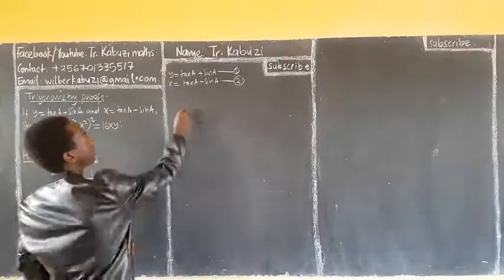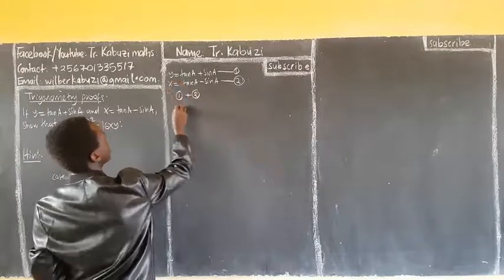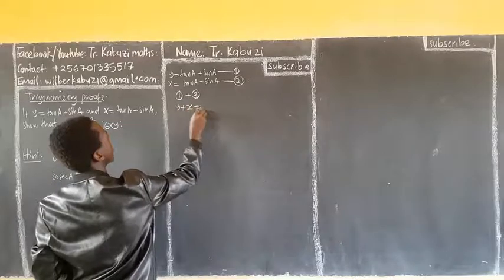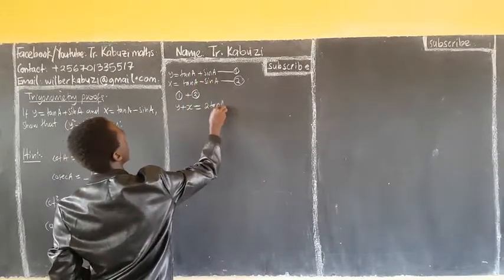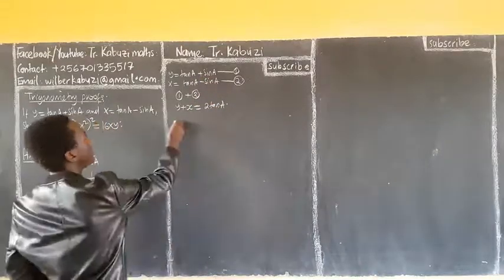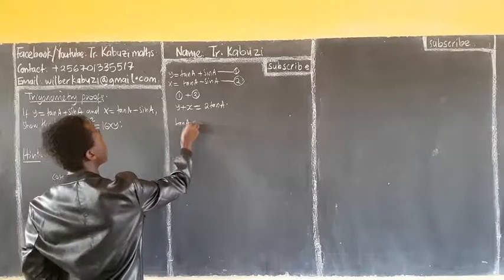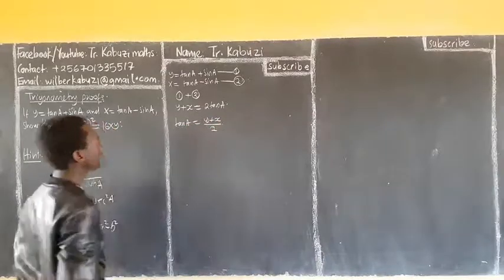tan a. So if I add equation 1 plus equation 2, I have y plus x equaling 2 tan a. The sin a will disappear, so tan a is there. From there, my tan a is going to be (y plus x) over 2.